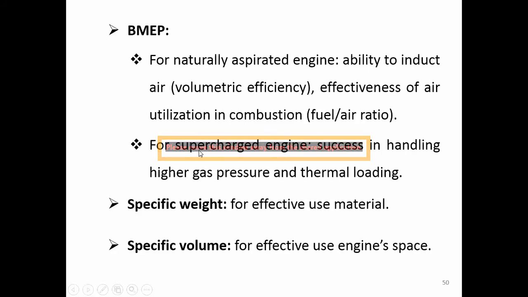Okay, it disappeared now. If we design for supercharged engines, we want to look at the success of this engine in handling higher gas pressures and also the thermal loading that happens because of that. So for naturally aspirated, we can look at the volumetric efficiency, we can look at the fuel air ratio. And then for the supercharged, that means now we have higher gas pressures, so we want to look at whether the engine can handle this higher gas pressure or not, and also the thermal loading that results from that.